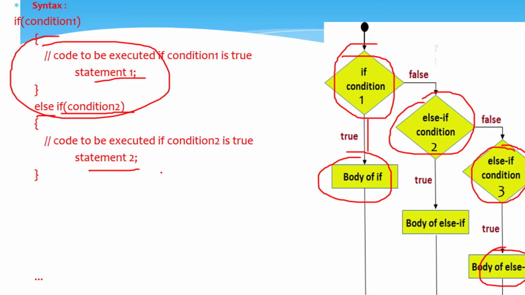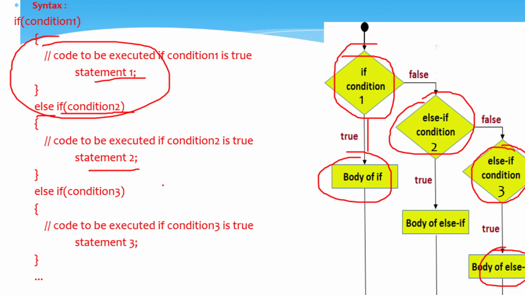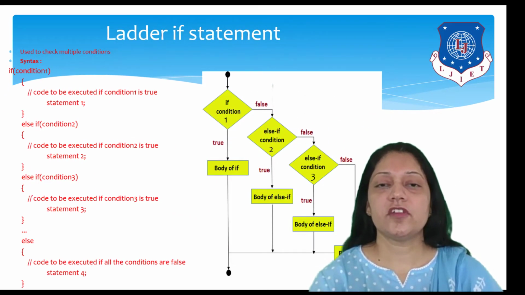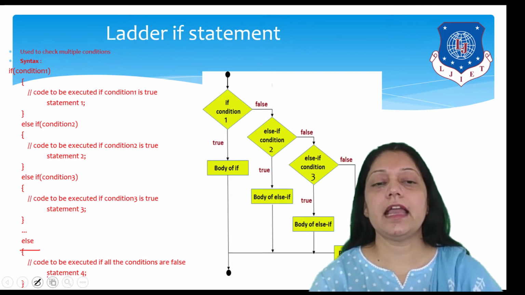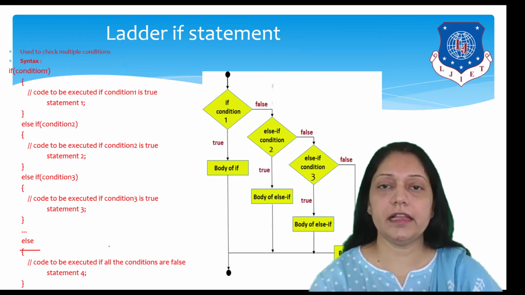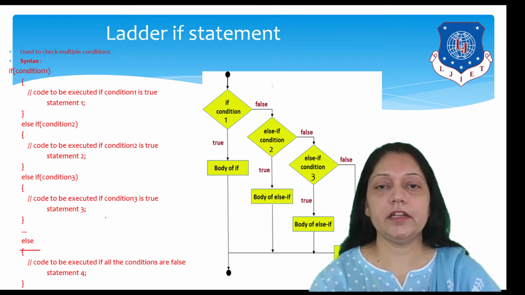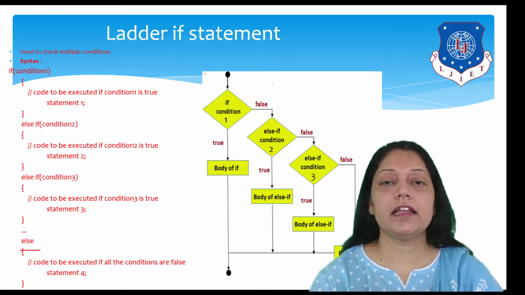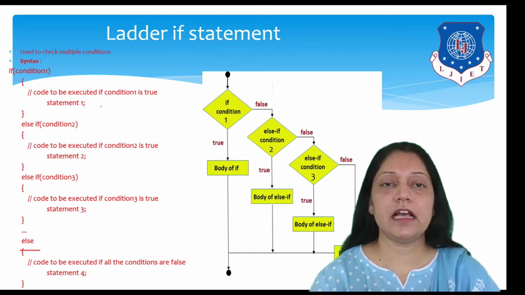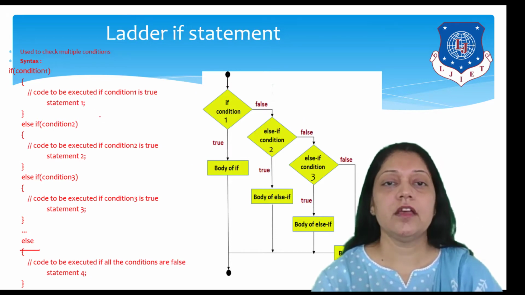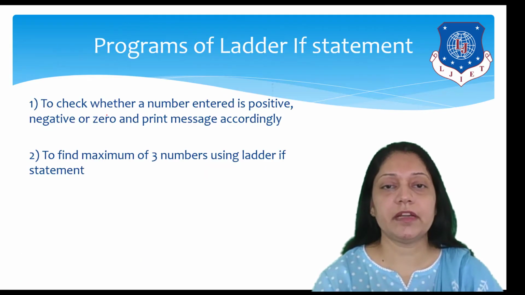If it is false, then you come to the next condition, that is condition 3. Again, for writing condition 3, use else if, so else if and condition 3. If condition 3 is true, then execute statement 3. If condition 3 is false, then it comes to the else part and statement 4 is executed by the compiler. You can have any number of else if statements as you wish as per the requirement of the program. So we have seen the flow chart of ladder if statement, and we have seen how to write down the ladder if statement, that is, what is the syntax of ladder if statement.